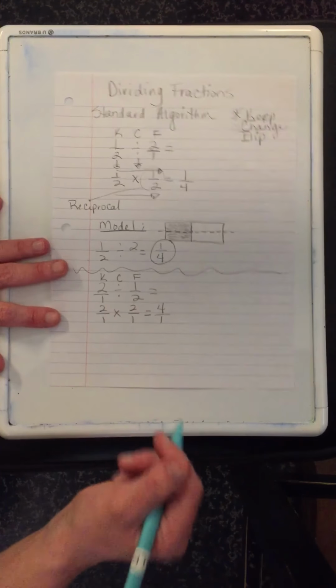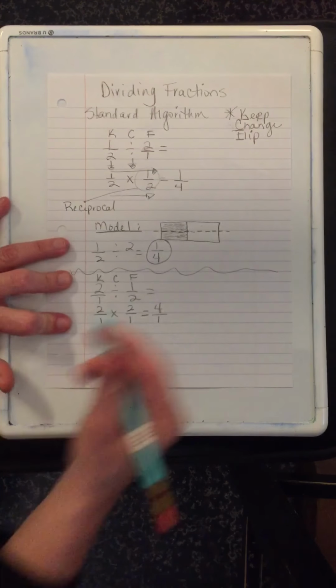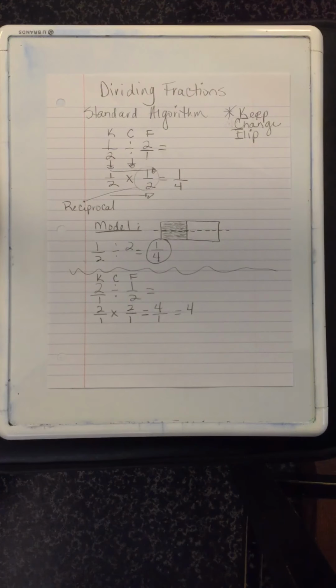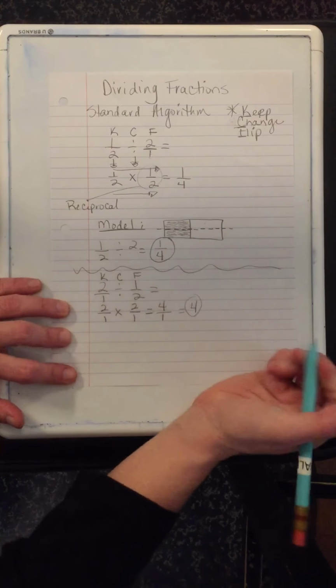Now, anytime we have a number over 1, that is actually equivalent to a whole. So we can drop that 1 off, because if we were to use the process of 4 divided by 1, we would end up with 4. So this is the answer to the problem flipped around.